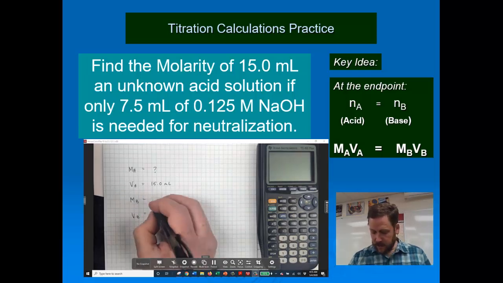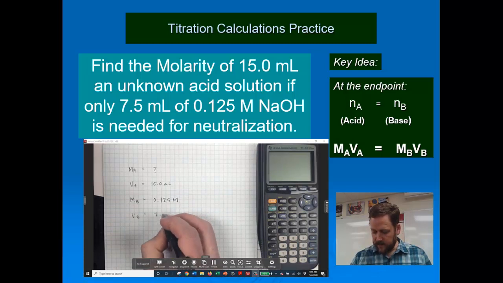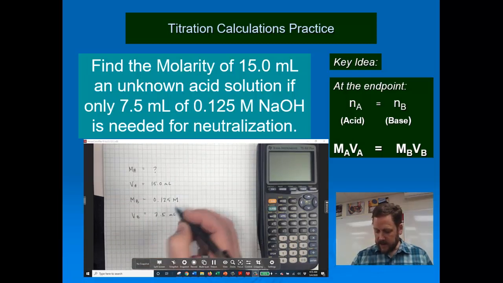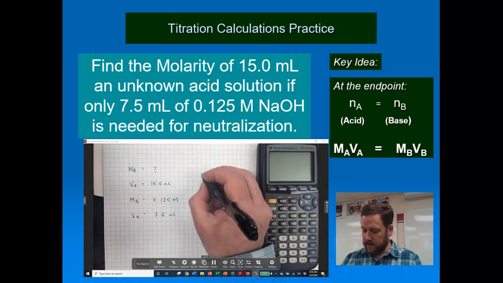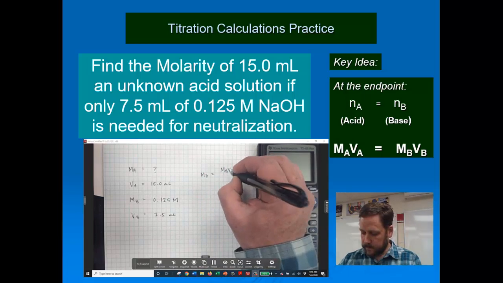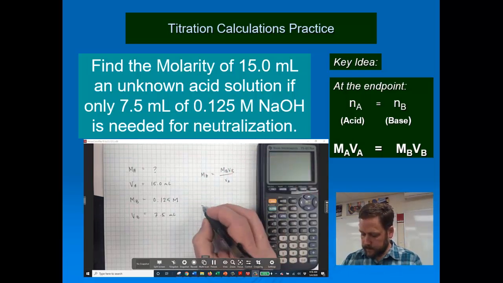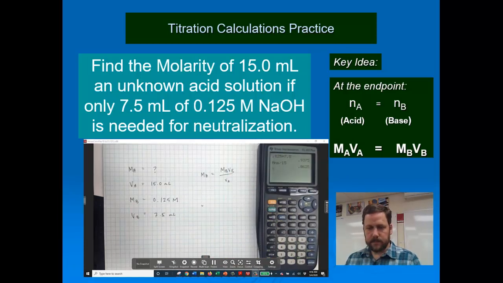They are 0.125 molar, and the volume of the base, 7.5 milliliters. Now notice I've kept both volumes in milliliters. You could have converted both of those to liters. Now we'll go ahead and rearrange MAVA equals MBVB to solve for MA. We'll do the calculation, and we get 0.0625 molar.